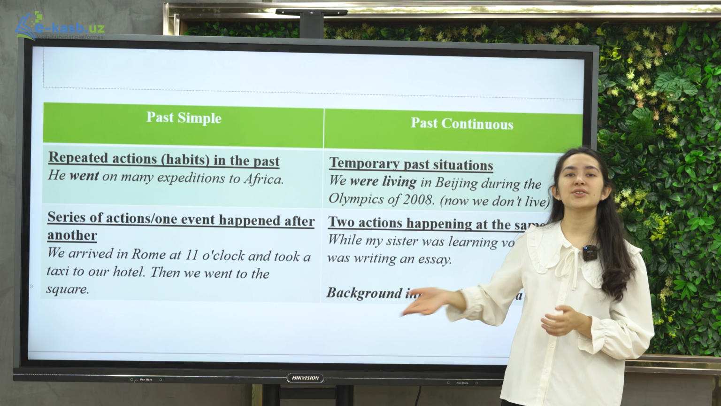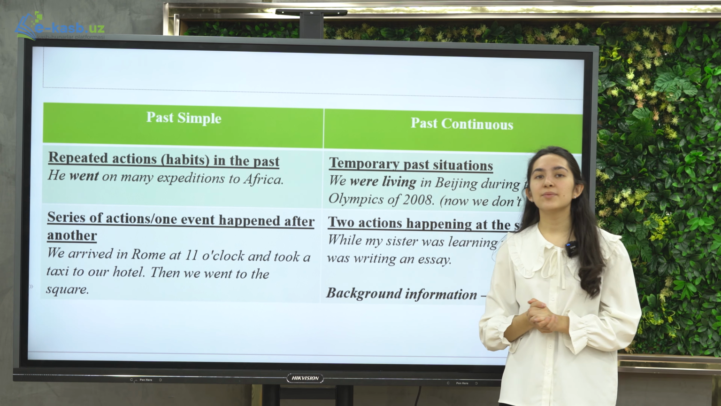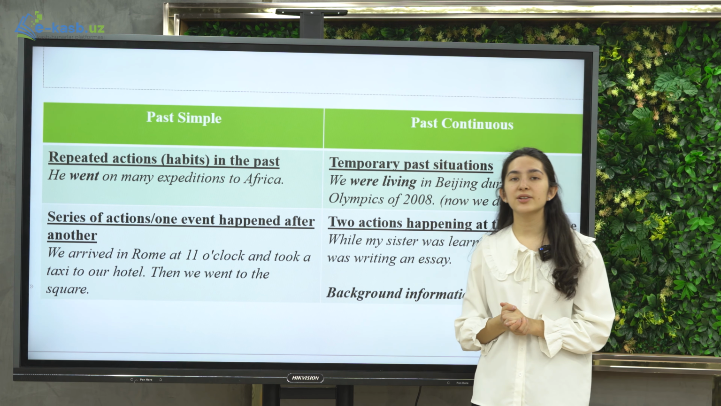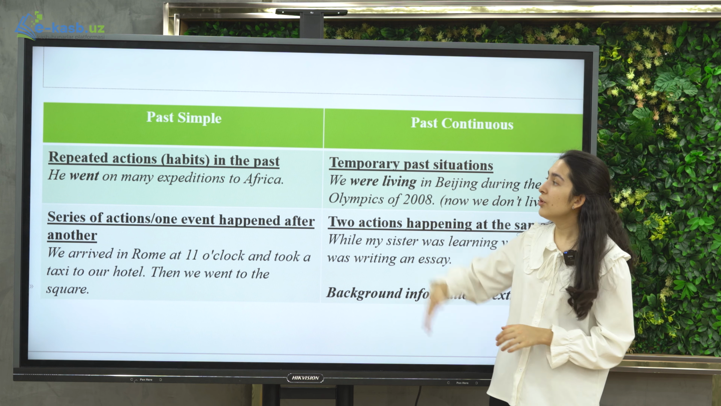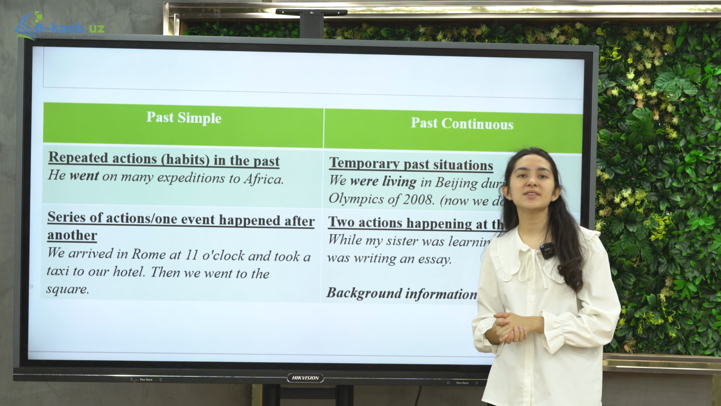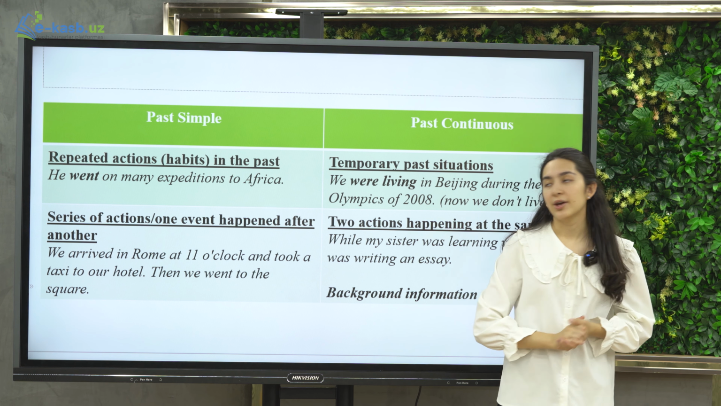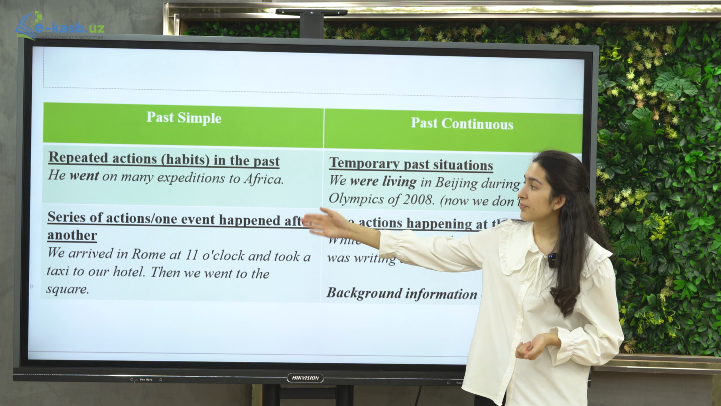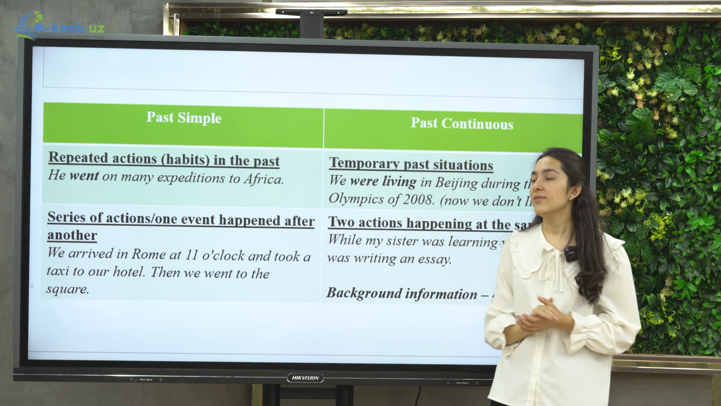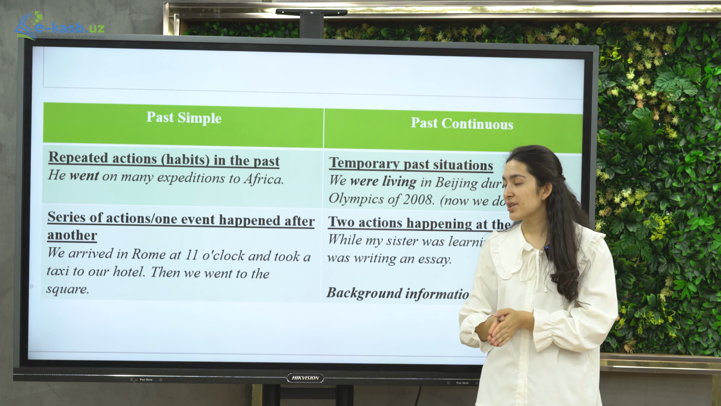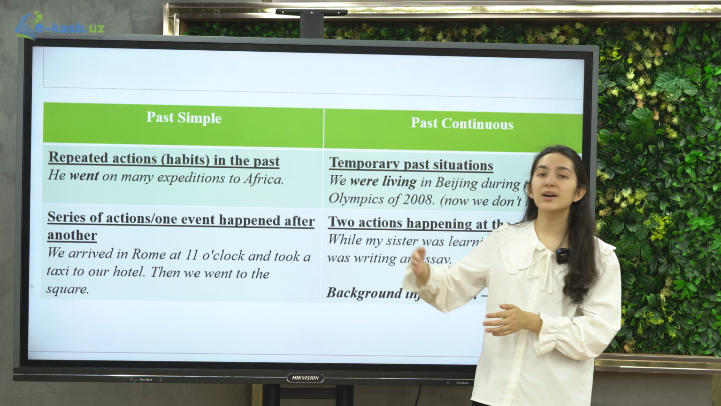We have other situations when we use past simple as well. Bizda boshqa holatlari ham bor, qachonki biz past simple ni ishlatamiz. Bu repeated actions or habits in the past. So habits takrorlangan harakatlar faqat o'tgan zamonda. And also this is the most important thing, which is series of actions. One event happened after another.